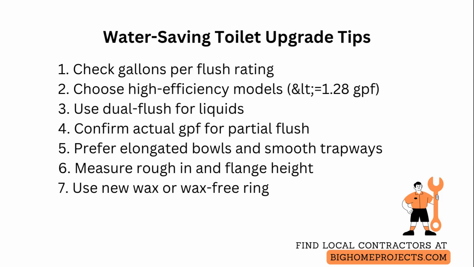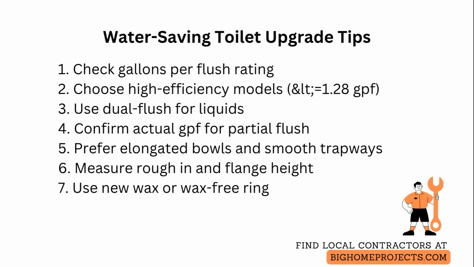So the simplest measure to check is the gallons per flush rating stamped in the bowl or on the manufacturer specification sheet. Look for toilets designed as high efficiency, which means they meet strict performance criteria while using 1.28 gallons per flush or less.